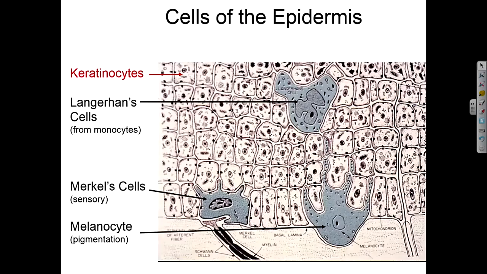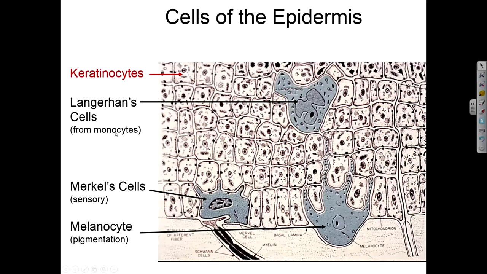First, we're going to look at the cells of the epidermis. So we're on the outermost layer, the epidermis. Most of the cells of the epidermis are keratinocytes. And sprinkled amongst all these layers of keratinocytes, we have Langerhans cells, which are derived from monocytes.